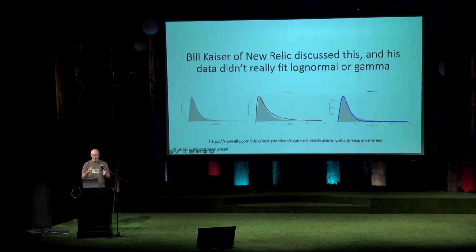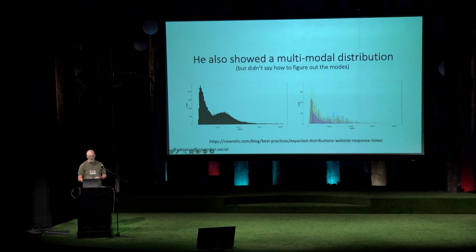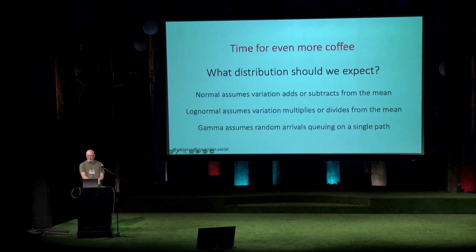And he was saying, well, what shape is this? He's got a distribution, is it log normal, or is it gamma, or whatever? And then he had this multimodal distribution. He says, okay, you've got 2 modes here, but he didn't really show how to analyze it. So, more coffee time. What would you expect?